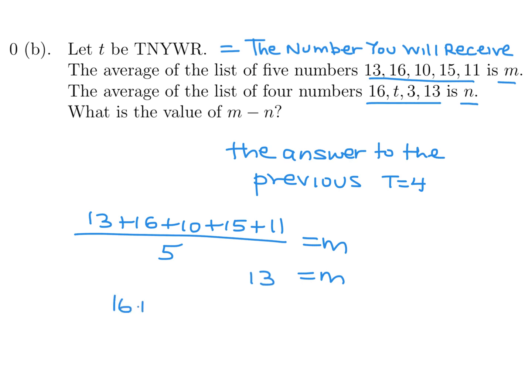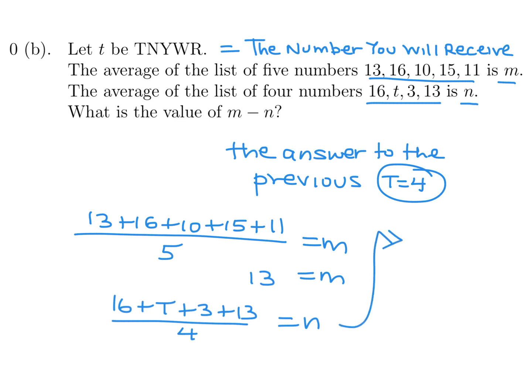So 16 plus t plus 3 plus 13 divided by 4 is n, and therefore we are going to substitute t equals 4 because that is what t is, and that would give me n equal to 9. And then finally they want m minus n, so m minus n would be 13 minus 9, which is 4.